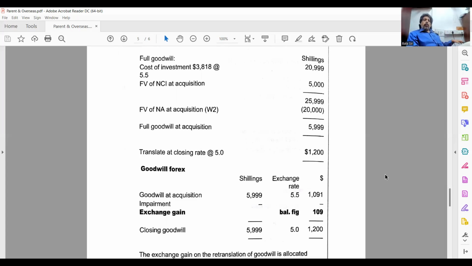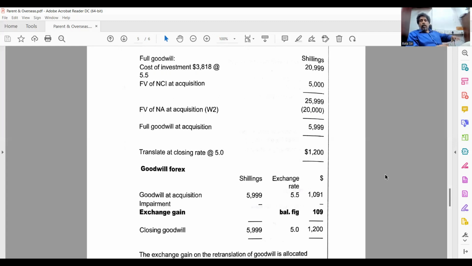If there is an impairment, you take the impairment of goodwill in shillings, and the exchange rate you take is the average rate, because impairment happens during the year. What is the rate given? 5.2. But in this sum, anyway, there's no impairment, so forget about that. Then comes the exchange gain, the balancing figure, leave it blank. Then you go to the goodwill at the year end. How much? 5,999. At the exchange rate of 5 shillings equals $1, which is $1,200.